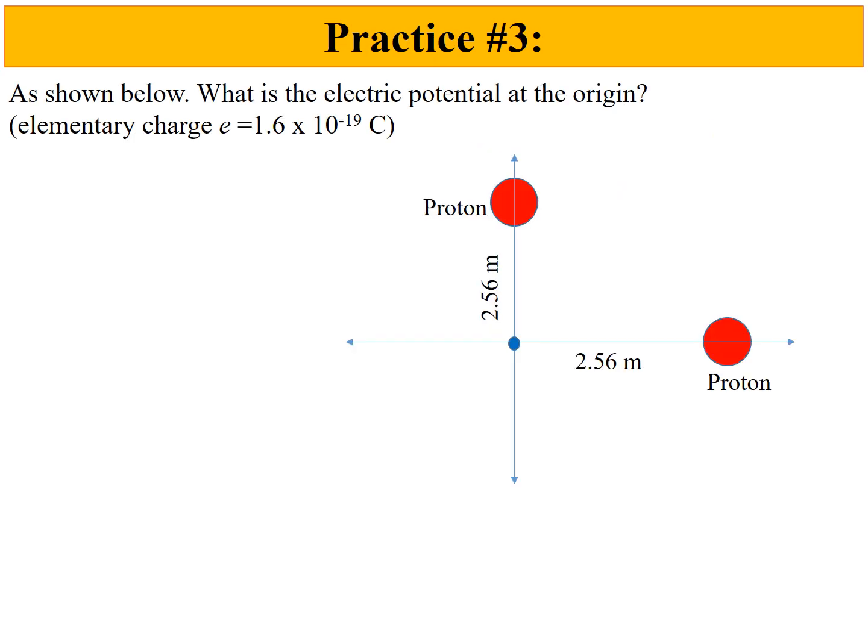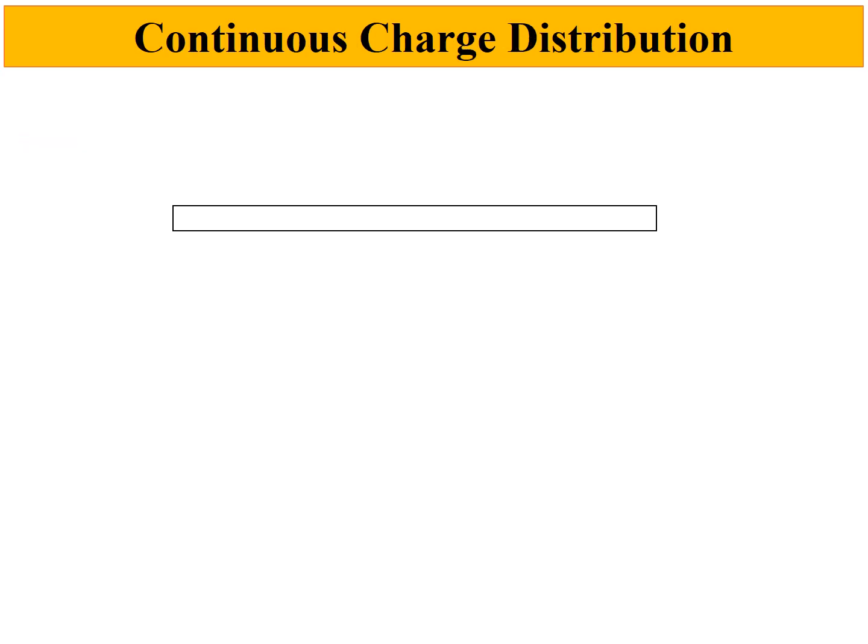Again here, we have two protons. One is located at a point along Y, and the other is located at a point along X. They are equidistant from the origin. The distance is 2.56 meter, and then I ask you to find the electric potential at the origin. So you do it yourself.